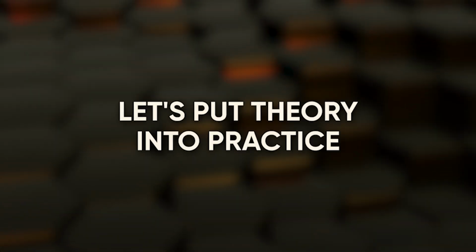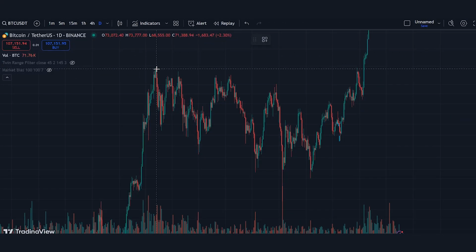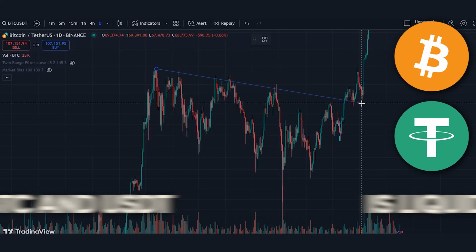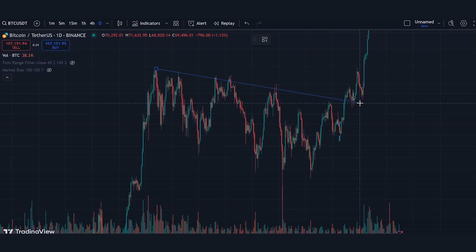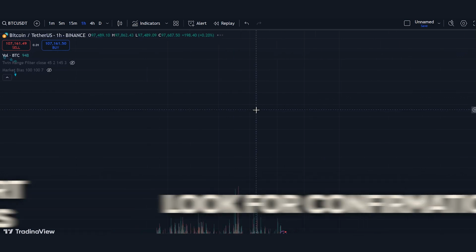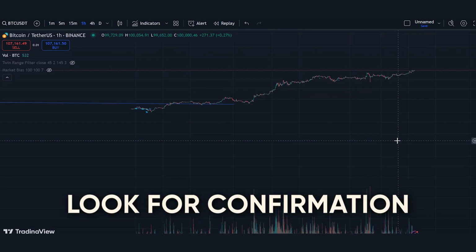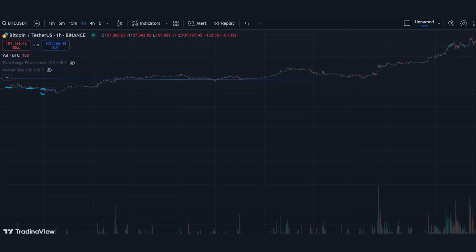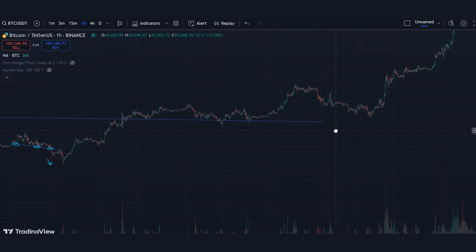Now let's bring it all together with a real-life example of how to use these tools in a trade. Let's put theory into practice. Here is how I analyze the BTC-USDT trading pair. The BTC-USDT is liquid and volatile, making it perfect for spotting clear support and resistance zones. First, I would identify daily support and resistance levels. Then I'd look for confirmation on the 1-hour chart, like rejection at resistance or consolidation at support.